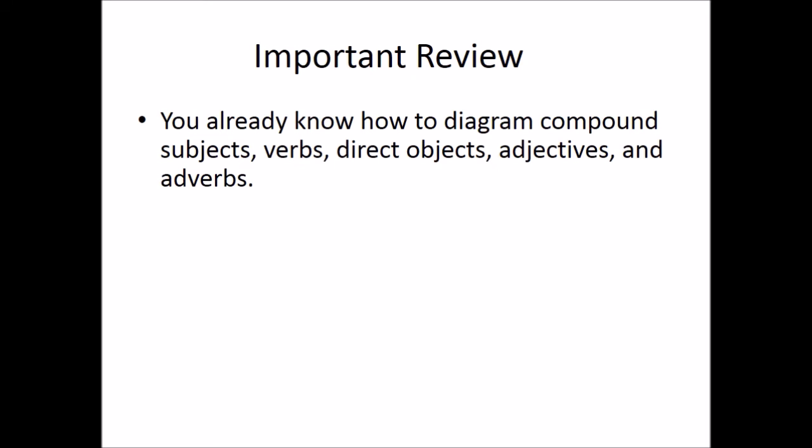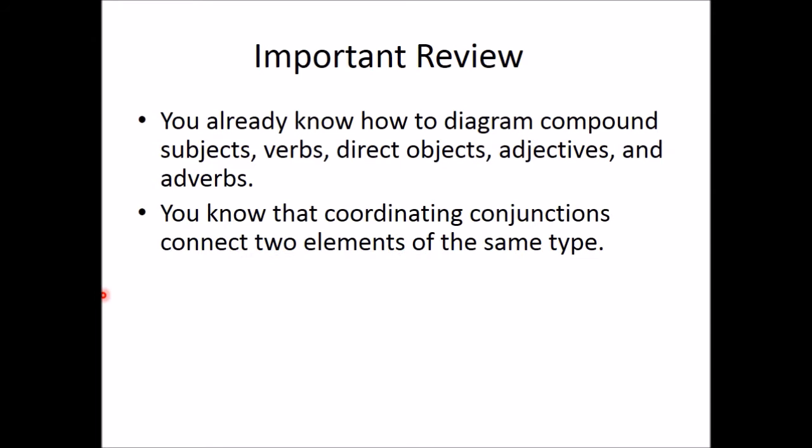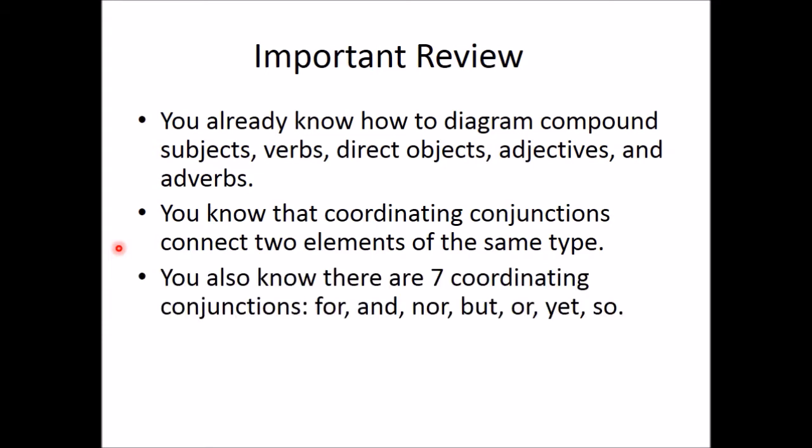You already know how to diagram compound subjects, verbs, direct objects, and now you also know how to diagram compound adjectives and adverbs. So we know a lot so far about using coordinating conjunctions. You know also that coordinating conjunctions connect two elements of the same type. So if they connect two words, they're going to be the same type of word, like two nouns. You also know there are 7 coordinating conjunctions: for, and, nor, but, or, yet, and so. And hopefully you have memorized these by now using the term FANBOYS.